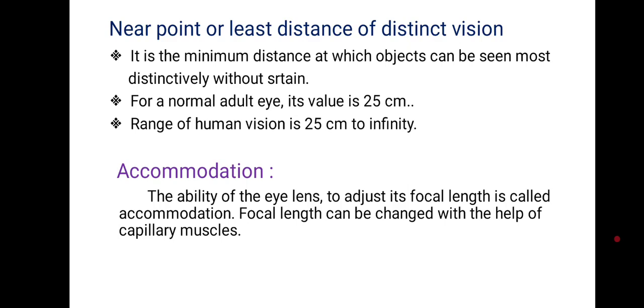Then the next concept is accommodation. What is meant by accommodation? This is important. In previous years, this question was asked. It is the ability of the eye lens to adjust its focal length. This is called accommodation.